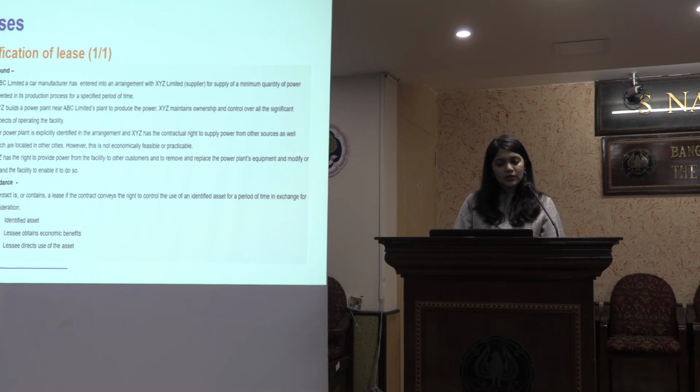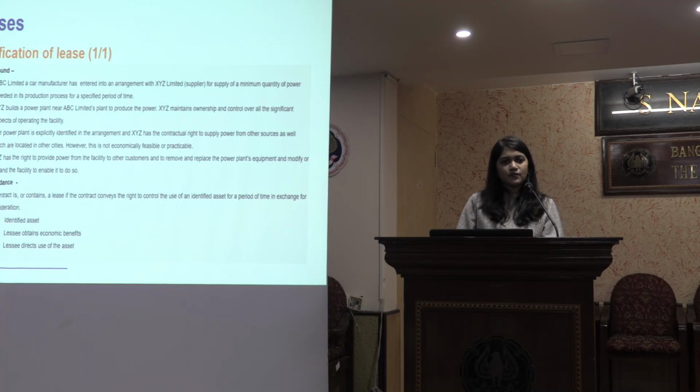XYZ maintains ownership and control over all significant aspects of operating the facility. The power plant is explicitly identified in the arrangement and XYZ has the contractual right to supply power from other sources as well, which are located in other cities. However, this is not economically feasible or practical. XYZ has the right to provide power from the facility to other customers and to remove and replace the power plant's equipment and modify or expand the facility whenever it enables it to do so. So now, whether this is a lease contract or a service contract?